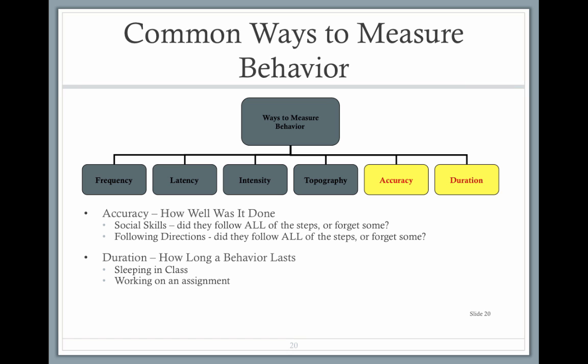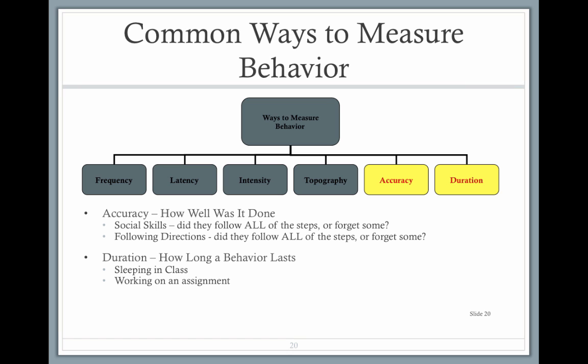Another behavior that can be measured using accuracy is following directions. Was the student able to follow all three directions when given a task? Or did they forget one or more of the directions? Additionally, how accurate a student is with these sorts of tasks can provide ideas when designing interventions to increase a student's accuracy.